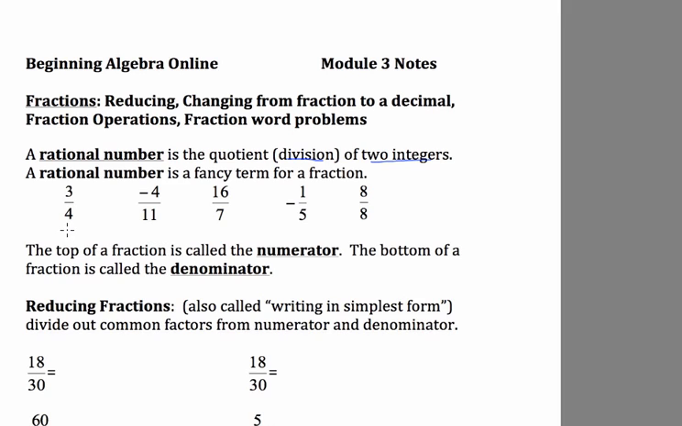So here are some examples. 3/4, 3 divided by 4, -4/11, 8/8, which can be reduced.